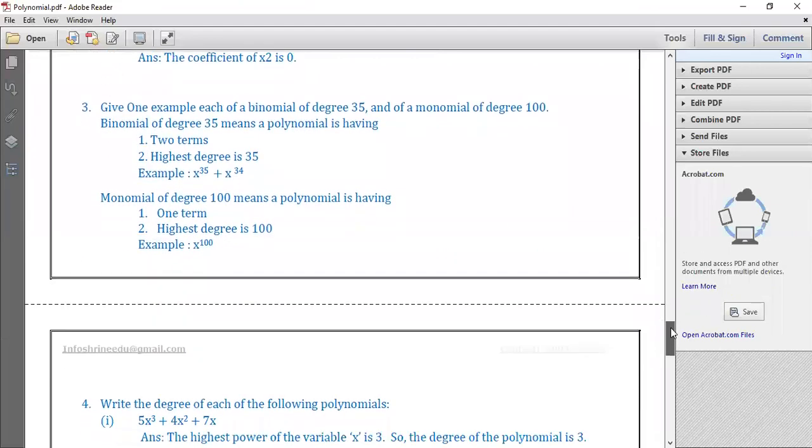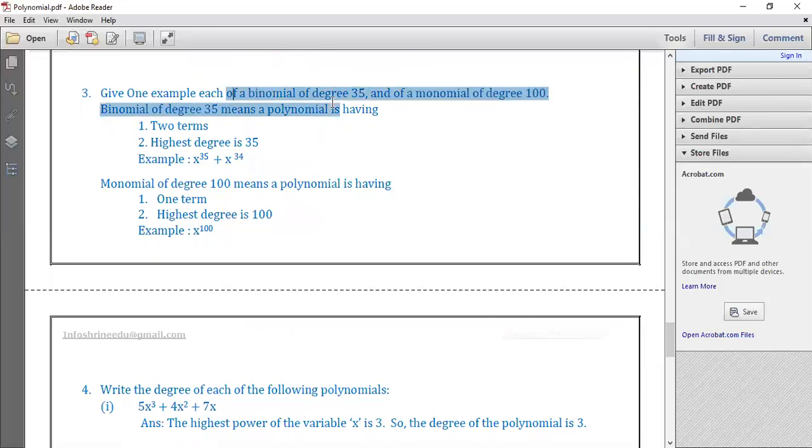And then the third one: give one example each of a binomial of degree 35 and a monomial of degree 100. Okay, you know what is meant by degree. Degree means the power of the variable, and bi means two, mono means one. So a binomial of degree 35 means a polynomial having two terms, because binomial means two terms. And the highest degree they have mentioned is 35.